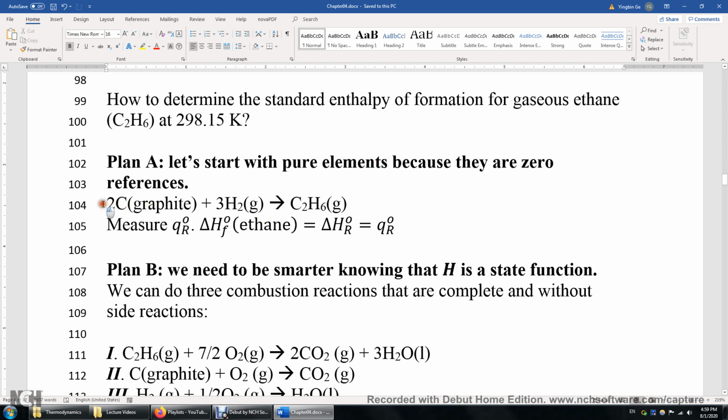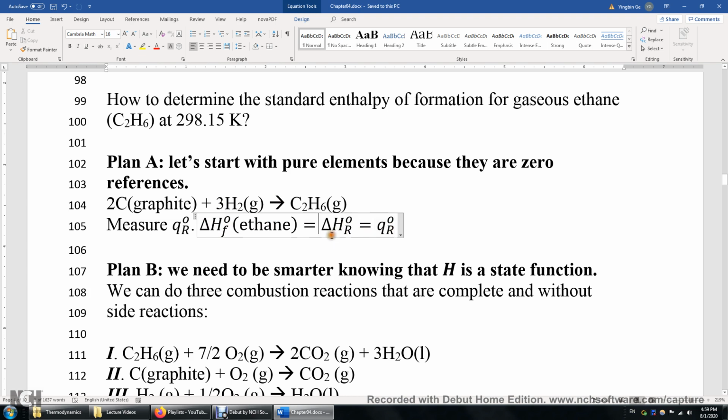So we just need to have carbon react with hydrogen at room temperature, make sure both are in the standard state, and then we can make ethane. And then we measure the heat of the reaction. The enthalpy of the reaction is equal to the heat of the reaction under constant pressure condition. And therefore, the enthalpy of formation of ethane is simply the enthalpy of reaction, which is equal to the heat of the reaction.